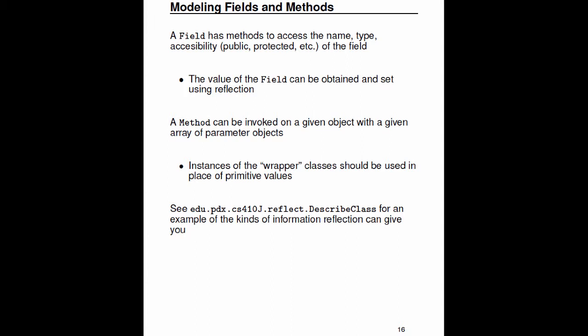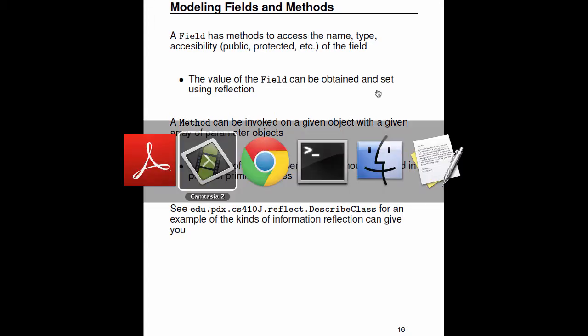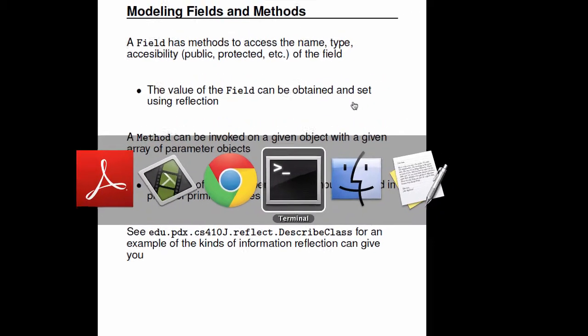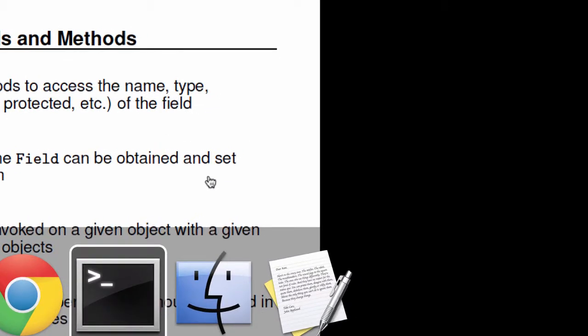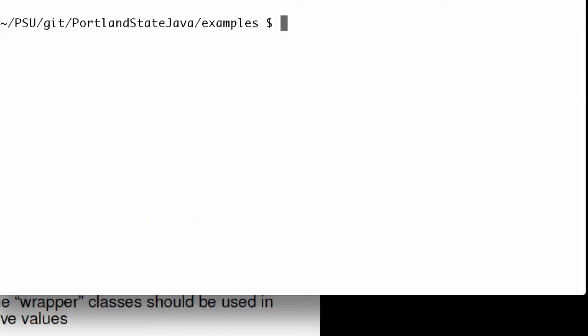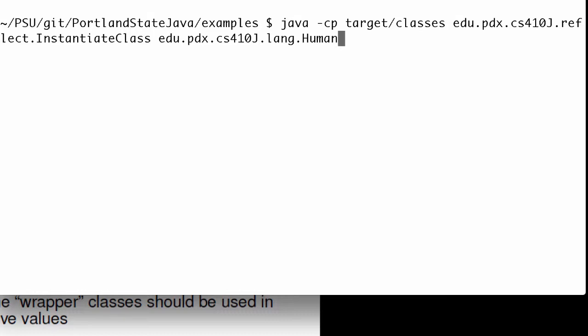So there's a class called describe class that I wrote. I won't look at the source code, but let's look at the output to see the kinds of things that can be gleaned using reflection. Let's choose something like an interface, like java.util.Map.